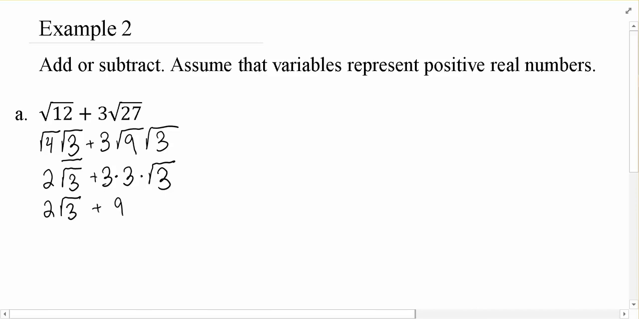3 times 3 is 9. That's part of my clean it up step. Now that I'm done with the 3 steps of simplify, now this is just that easy idea of combining like terms. Those are both root 3's. 9 plus 2 is 11. So this is just 11 root 3.